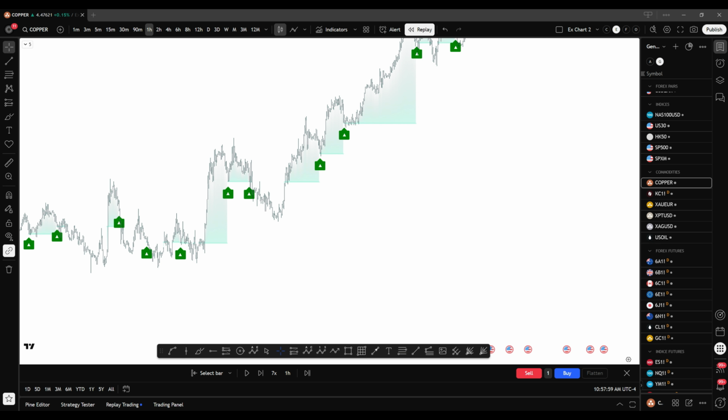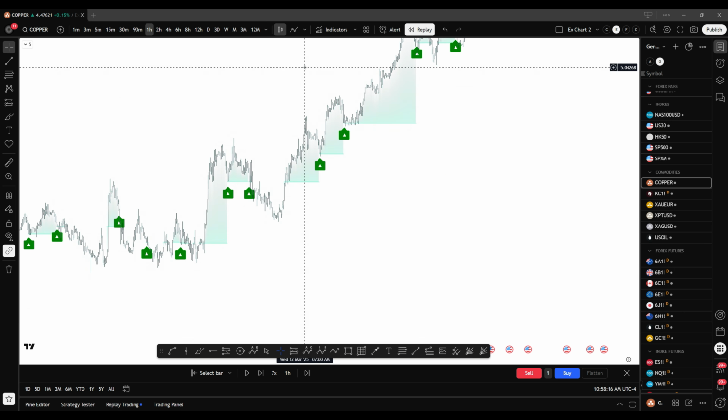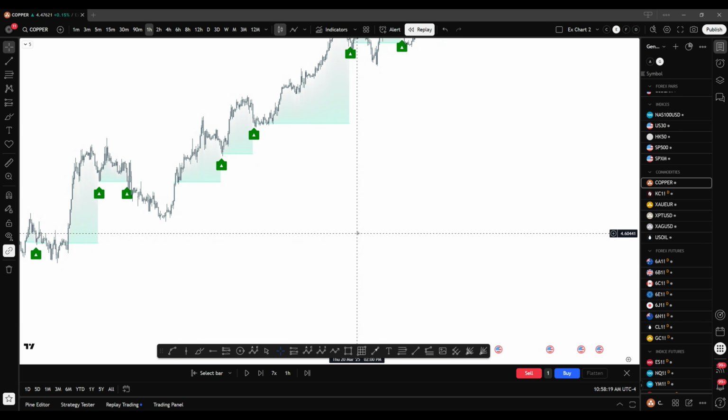So is this a standalone or confirmation tool? Does the creator clearly say whether this should be used alone or with a strategy? Now, I guess they don't directly say it, but it kind of infers it. They don't really say directly. Yeah, you can use this with just the signals alone, but I mean, you can try.